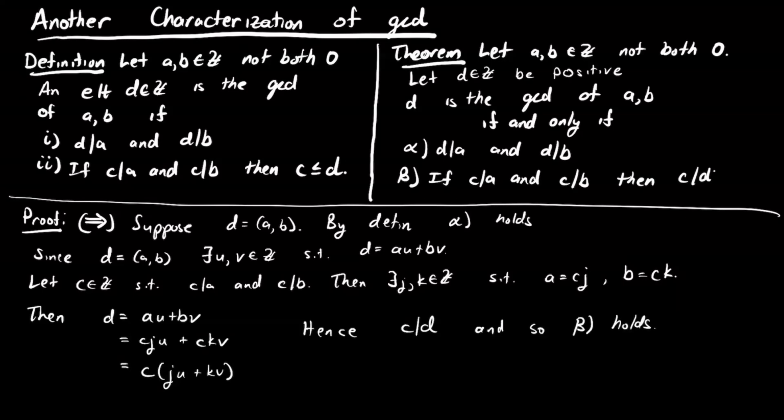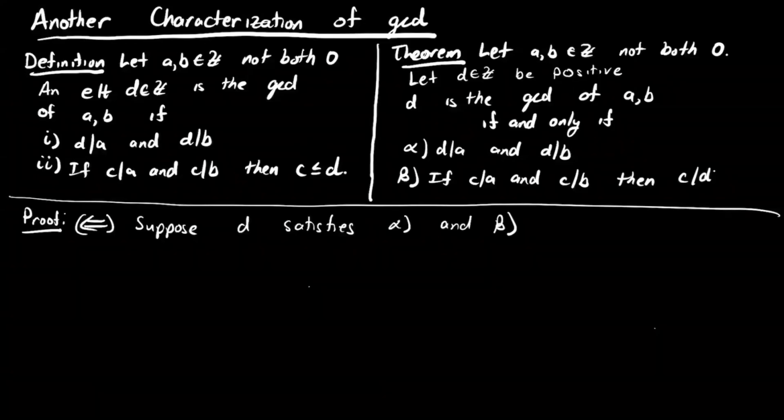Okay, so that's the first half of our proof, and we'll see in a second that the second half is even quicker. It's even easier. For the backwards direction, I'll assume D is an integer that satisfies condition alpha and condition beta. What we would like to do is show that as a consequence, D must satisfy conditions 1 and 2 in order to be the GCD.